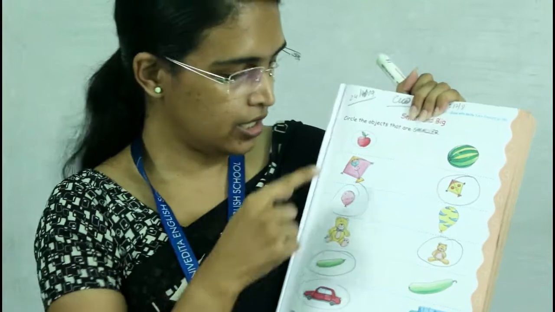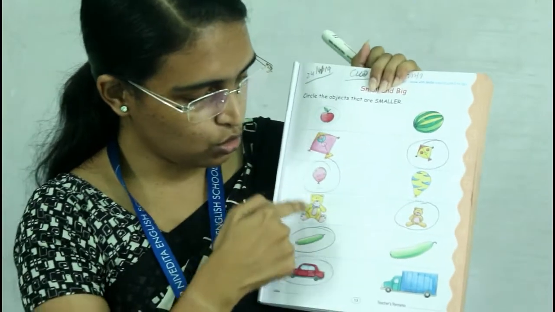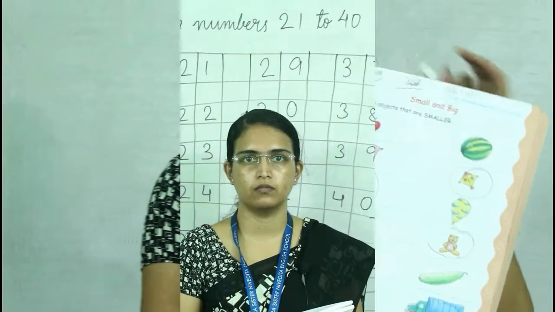Now in this group there are two balloons, one is pink, another one is yellow. So which one is small? कौन सा छोटा है? Yes, this one, right? So you have to circle this pink color balloon. Now in this way do the rest of the part. So this page is also your homework.